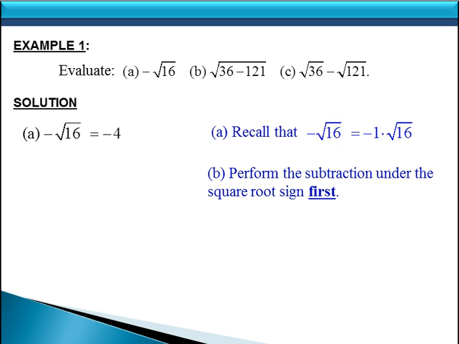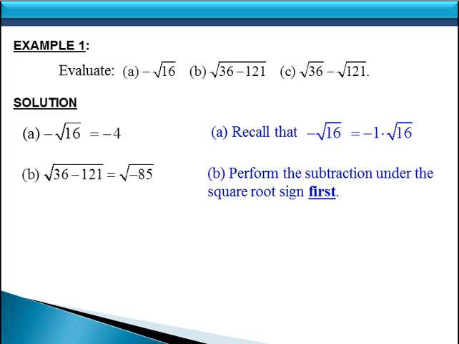Now for b, notice that there's subtraction in the radicand. If you ever have addition or subtraction under the radicand, then you must simplify that expression underneath the square root symbol. So perform that addition or subtraction, and then you can perform the square root that's indicated by the square root symbol. But you must do that addition or subtraction first if it's in the radicand itself.